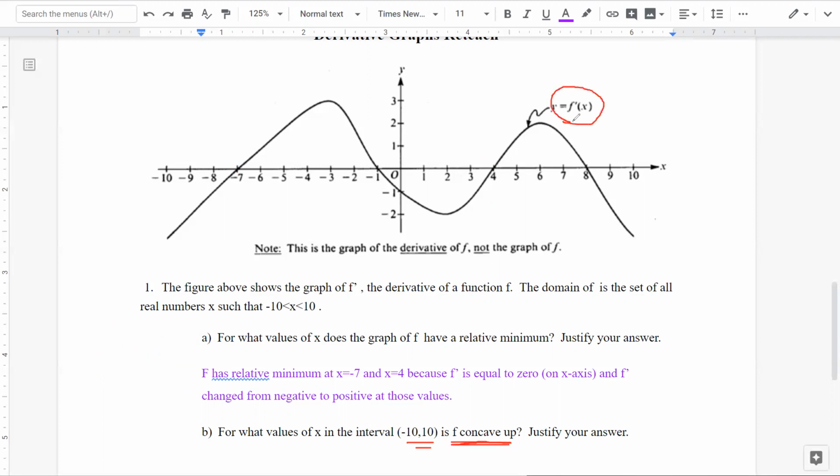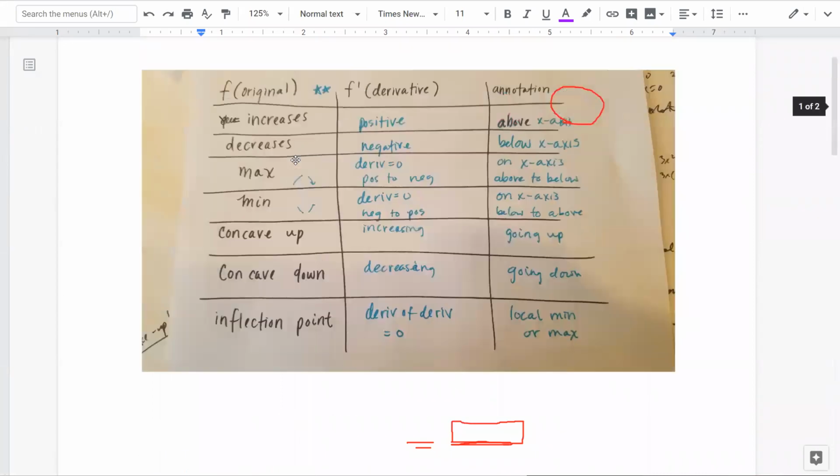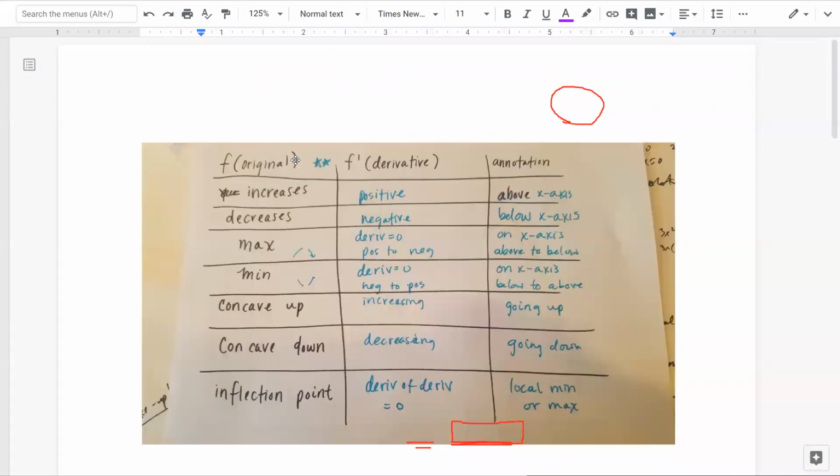So let's go back to our reference sheet and look for f concave up and see what f prime tells us when f is concave up. All right, so we go to our reference sheet, we see f is concave up right here. What does that tell us about f prime? Well, that means that the derivative is going to be increasing. So the slope is going to be increasing. The slope is going to be going up.